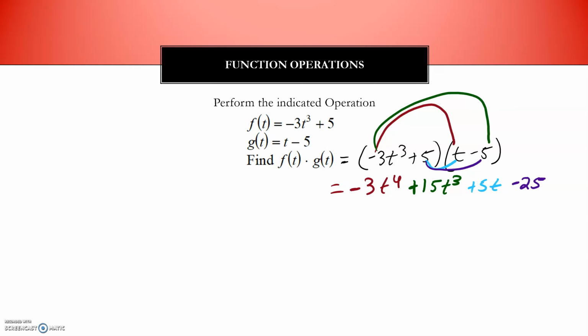You might have binomial times trinomial. You might have, if they want to be really mean to you, trinomial times trinomial. But a lot of times it would be simple distributive property or FOIL.